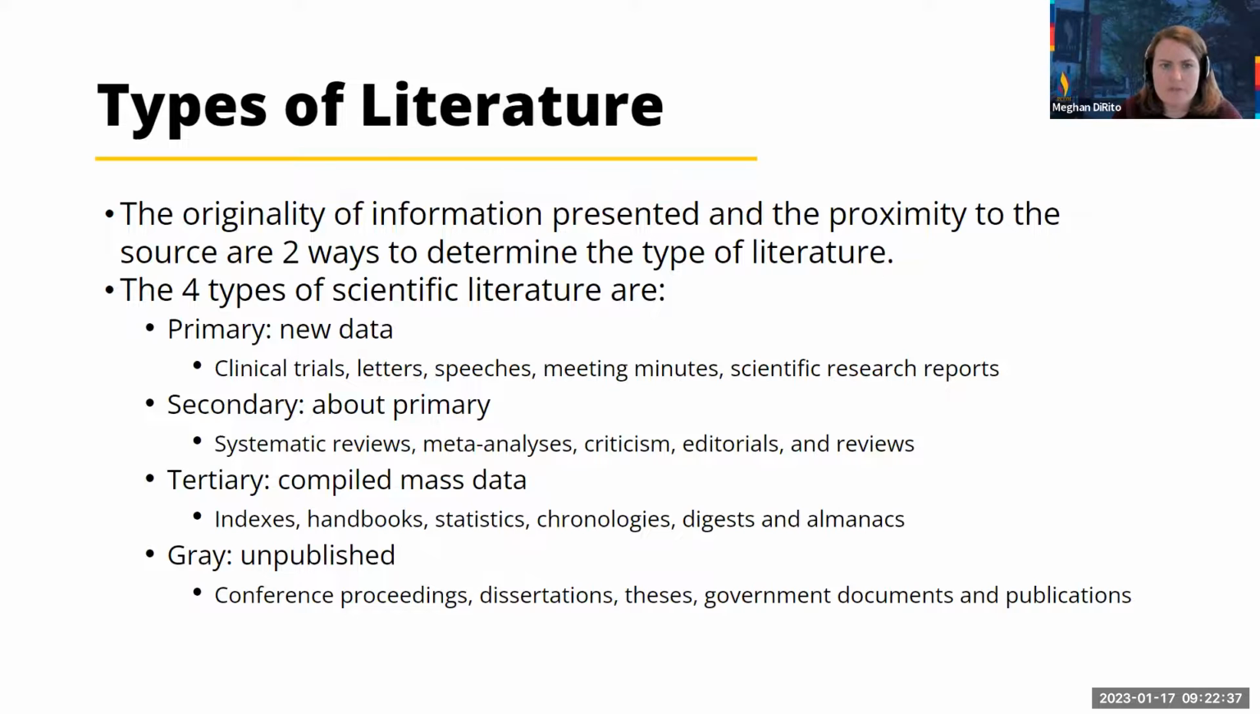There's also 4 different types of scientific literature, and they are primary, which is research about new data. Secondary, which is about primary. So these are things like systematic reviews, editorials, just plain old reviews. Tertiary, which is compiled mass data, such as indexes, almanacs, digests, and then you have your gray literature. Still perfectly legitimate, they are just unpublished. These are things like dissertations, government documents, and publications.